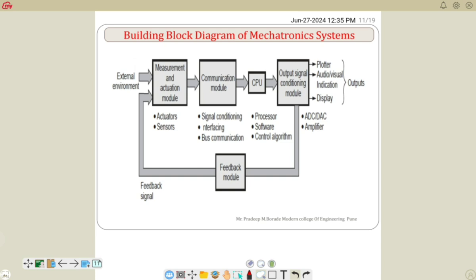So the elements of this mechatronic system include actuator, sensor, signal conditioning, interfacing, bus communication, processor, software, control algorithm.